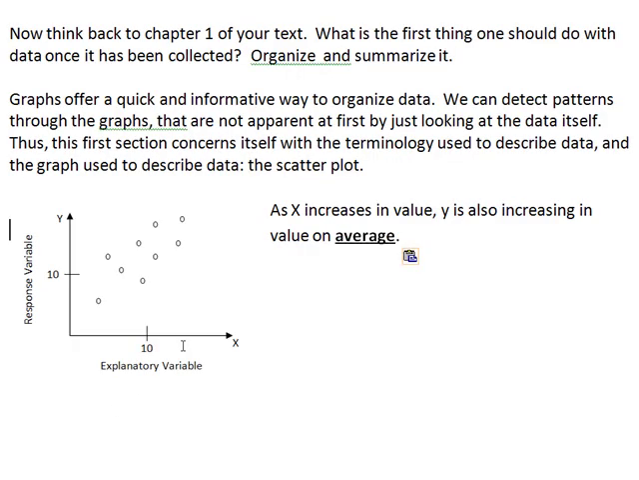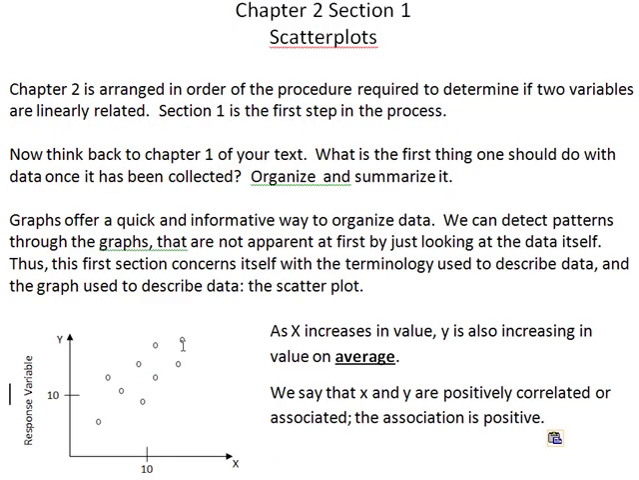So again, as x increases in value, y is also increasing in value, but on average. Furthermore, we could say that x and y are positively correlated or associated. The association is positive, all indicating that if I'm thinking of this as a linear trend, then I'm thinking about a line. A line has a positive slope in this scenario, so that's where the word, again, positive comes from.